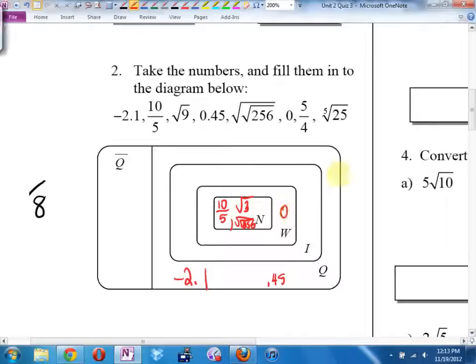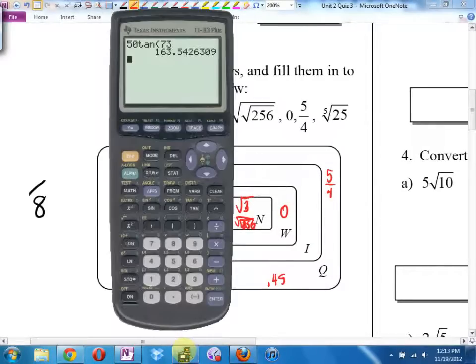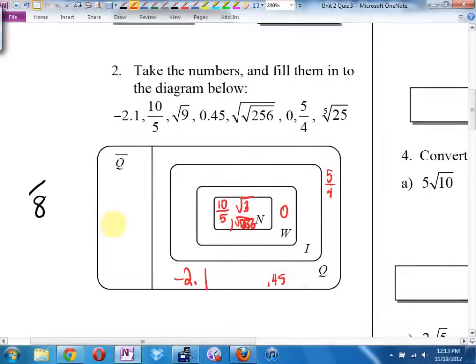Five over 4, rational. The fifth root of 25, not the square root of 25, the fifth root of 25. I think it's irrational because I don't think that works out evenly, but you should know how to do this on your calculator. If you don't, we'll review it later on, but it's the fifth root of 25. Yeah, it's 1.90365393. That's irrational.